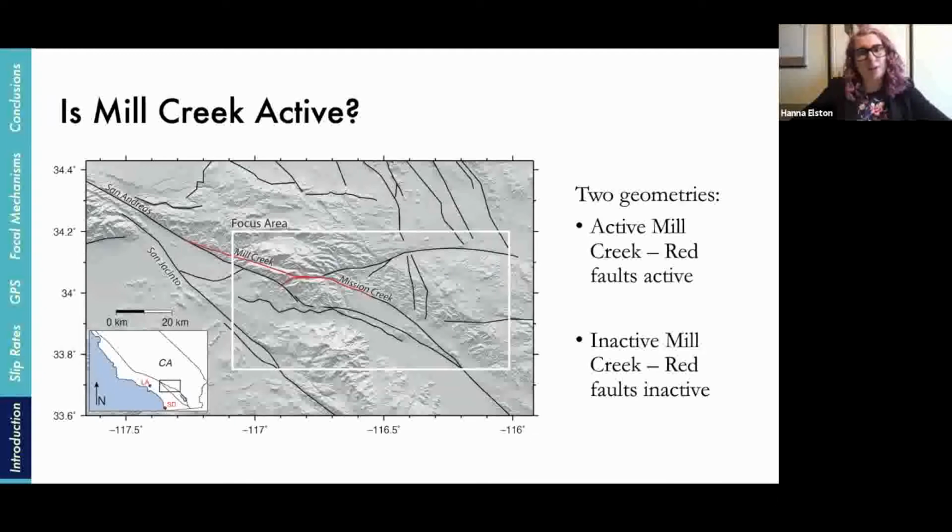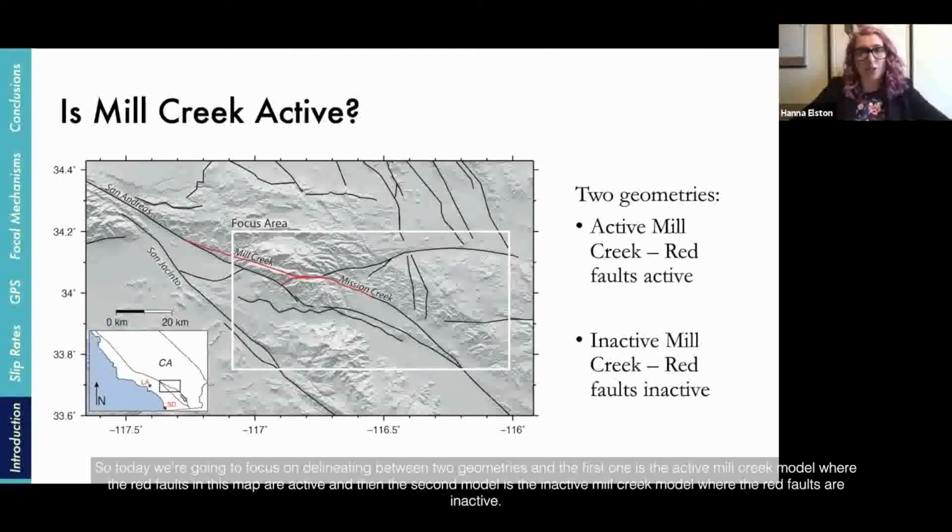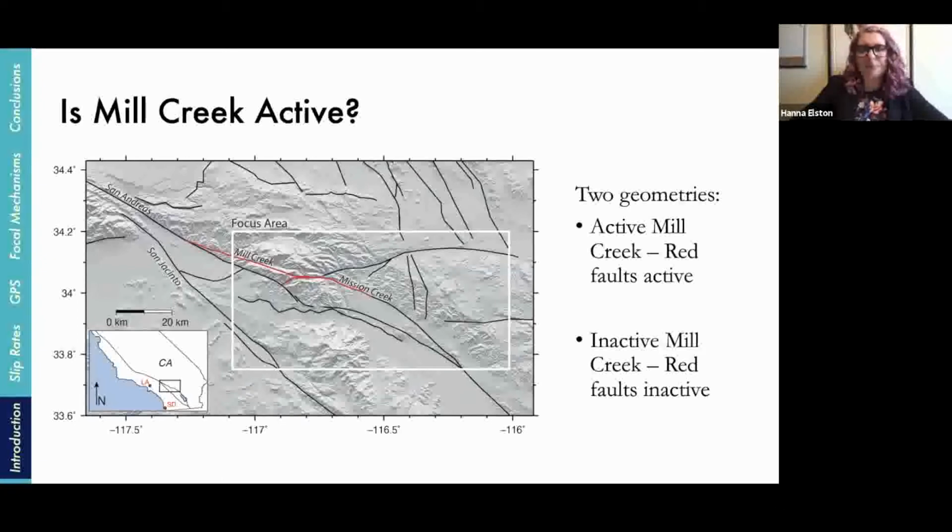So today we're going to focus on delineating between two geometries. The first one is the active Mill Creek model, where the red faults in this map are active, and the second model is the inactive Mill Creek model, where the red faults are inactive.